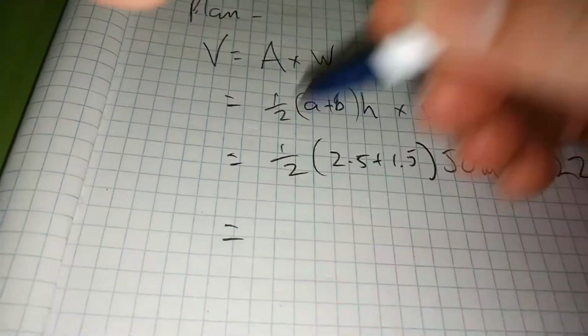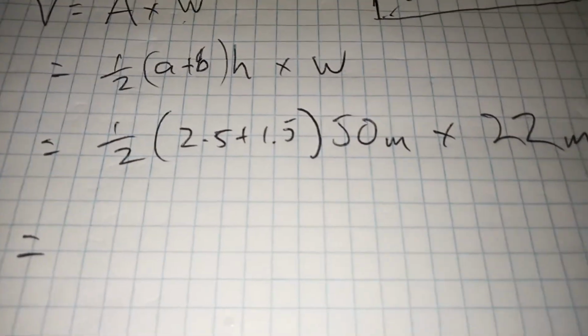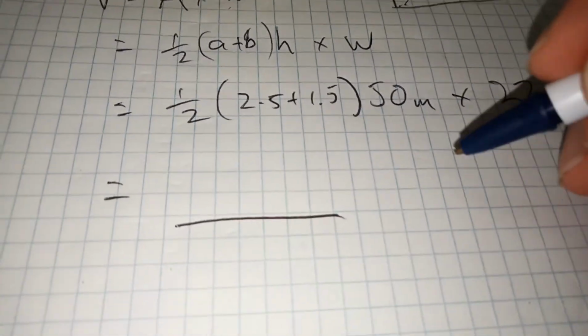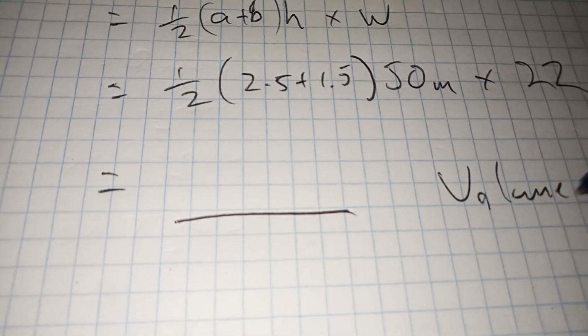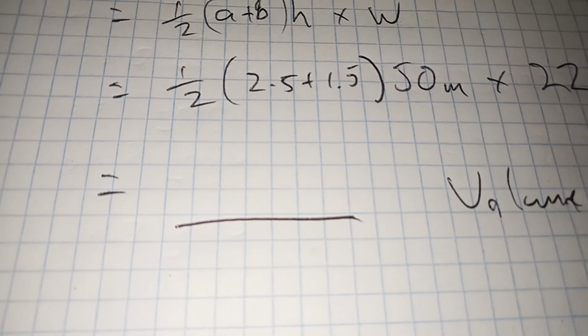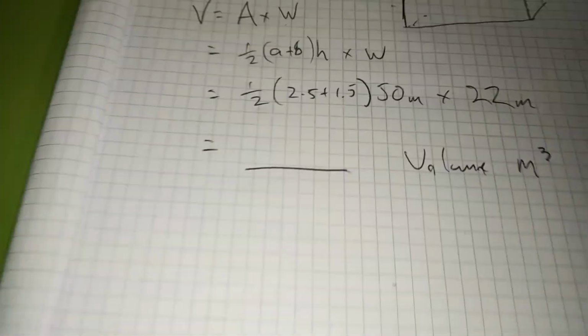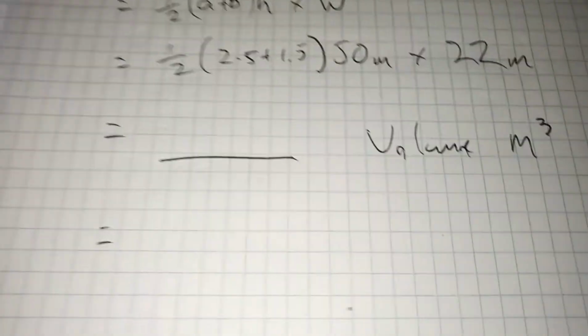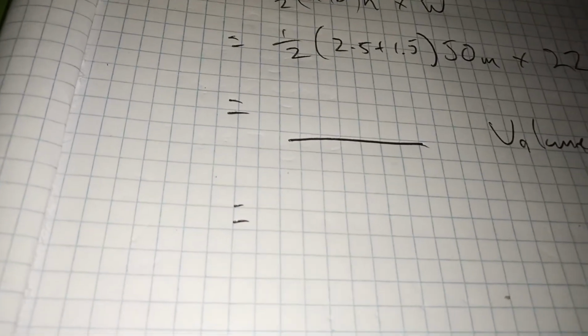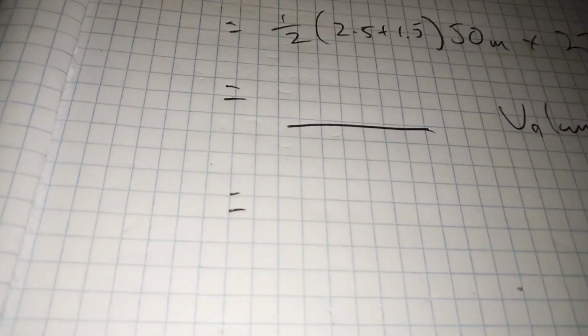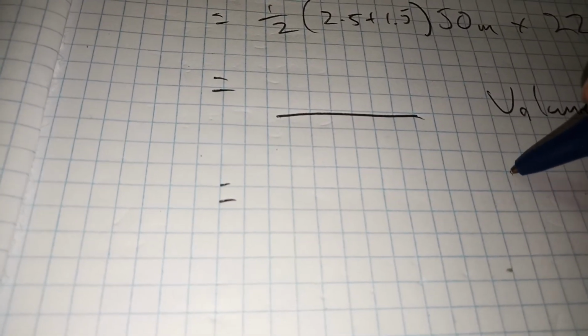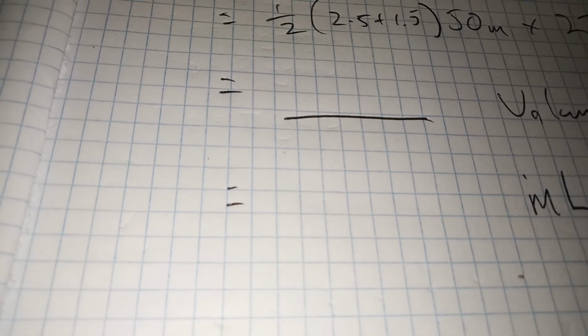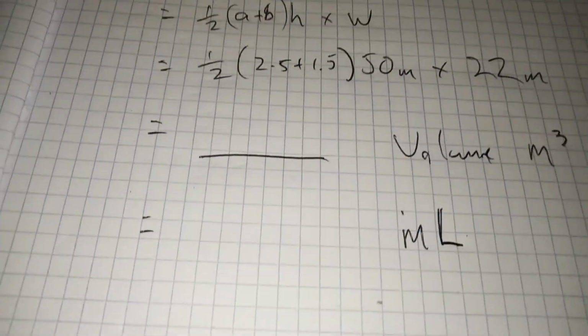Okay, if you do that and put that all in your calculator, you will get a number, and that number will be your volume, and it will be in meters cubed. Okay, and then we're going to have to convert that to capacity in megalitres. Okay, and when we do that, we'll have our answer.